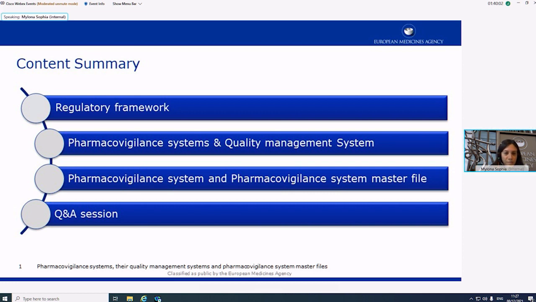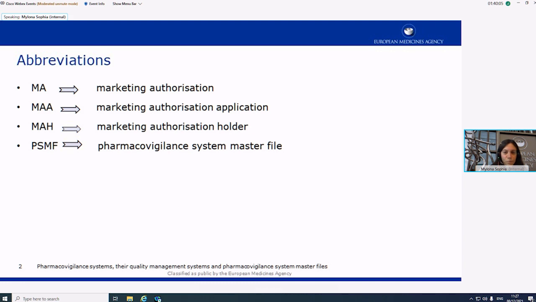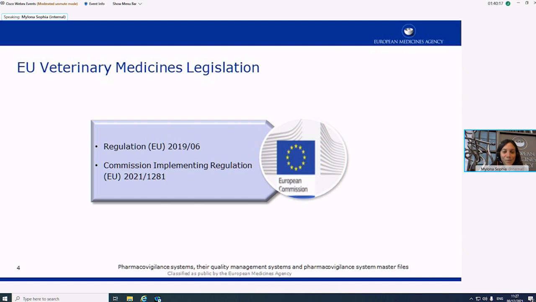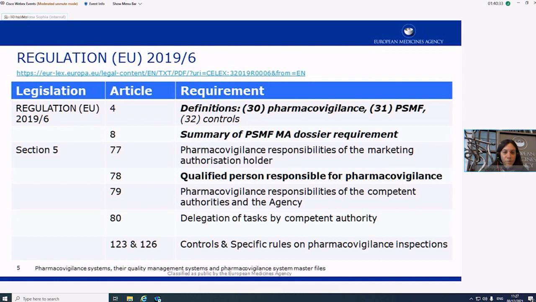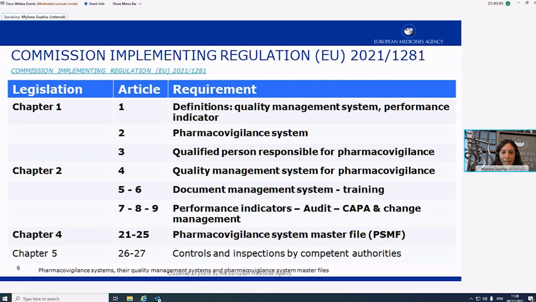So let's go to the next one. This you can pass. I'm sure you're all familiar with these abbreviations. We just included them just in case. The next one. So this you are also familiar with. The two new pieces of legislation that are very important. And in the next two slides, I just highlighted for ease of reference the sections and articles that are more relevant to the topic we are discussing, and we will go through those requirements during the presentation.